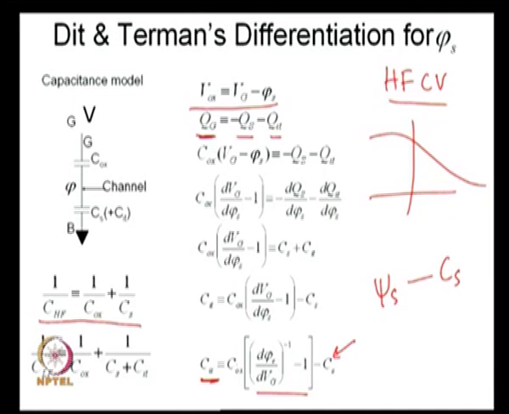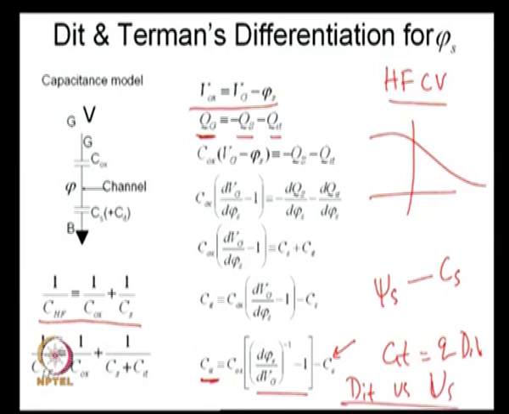If we can find out what is d psi s by dVg at every value of psi s, then I can put that value here and the Cs value here and get Cit. If I get Cit, remember Cit is q times DIT, and hence I get the DIT value at that psi s, and hence I can generate a DIT versus psi s plot.